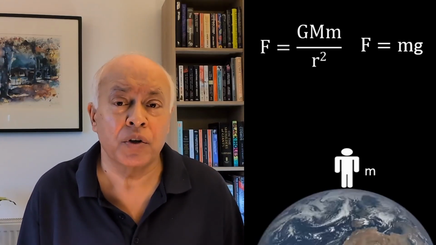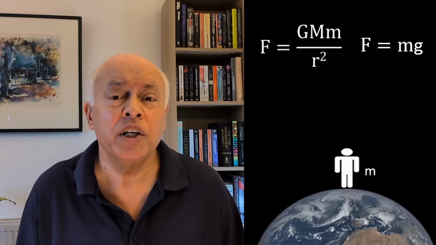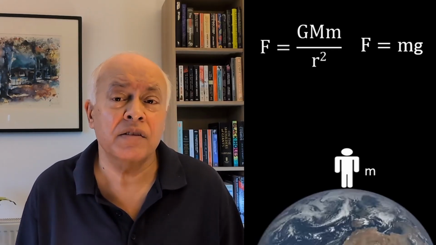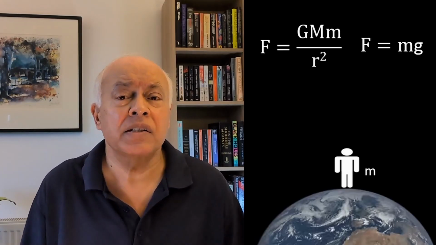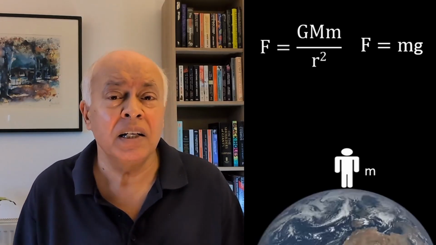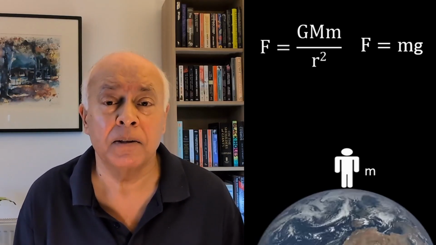There is also a force on the object due to the acceleration by Earth's gravity, and we know from Newton's second law that this force F will equal m times a. If we call this gravitational acceleration g, then we can write Newton's second law as F equals mg.